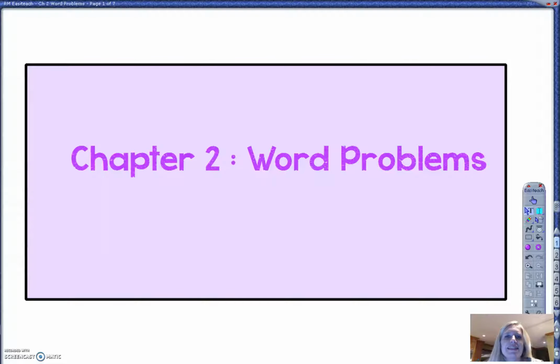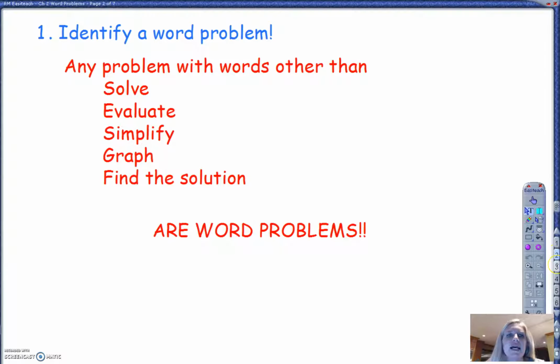Hi guys, in this lesson we're going to be working on word problems. So you should write down chapter 2 word problems at the top. And in our first slide, we're just going to talk about how to identify a word problem. A word problem is any problem with words other than solve, evaluate, simplify, graph, find the solution. So those are the words that make it not a word problem. Other than that, they are word problems.